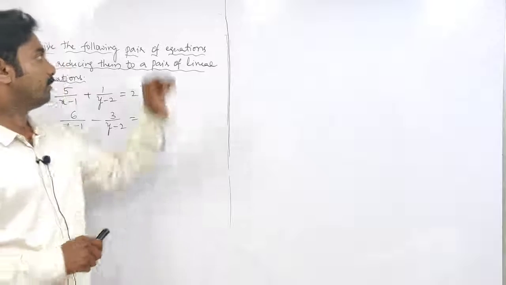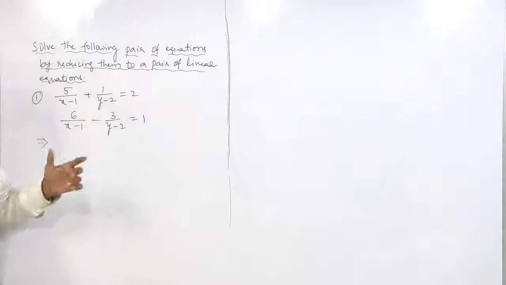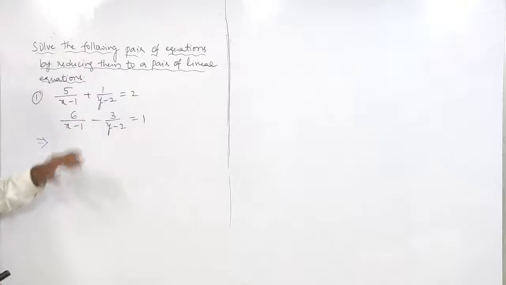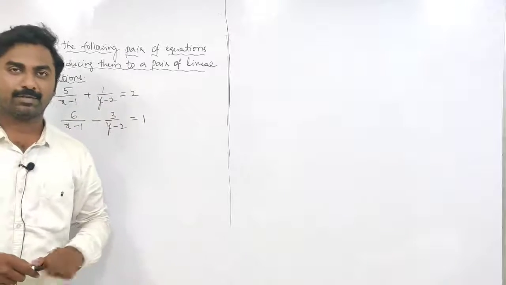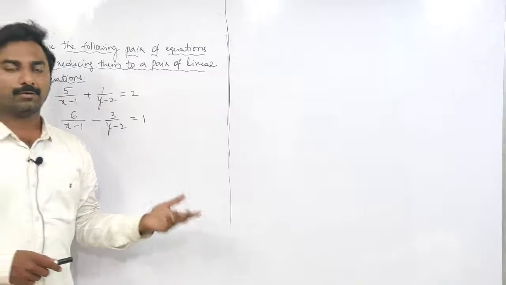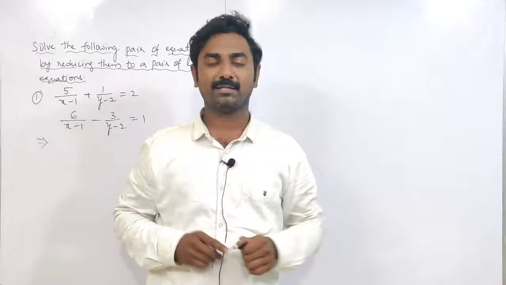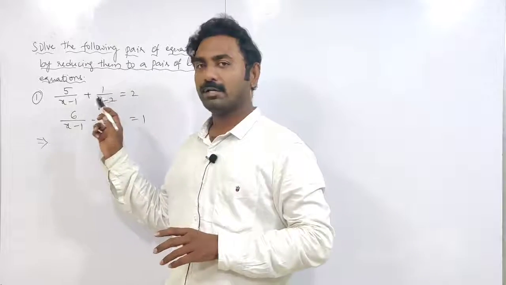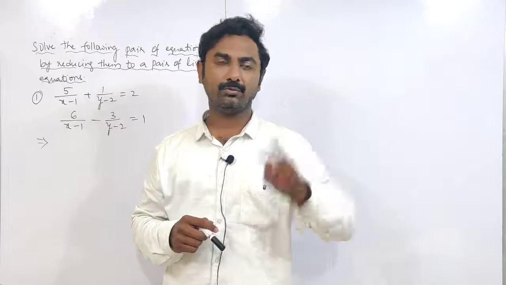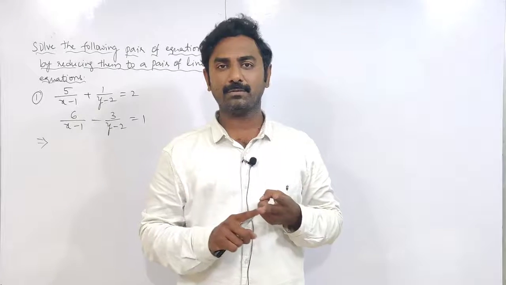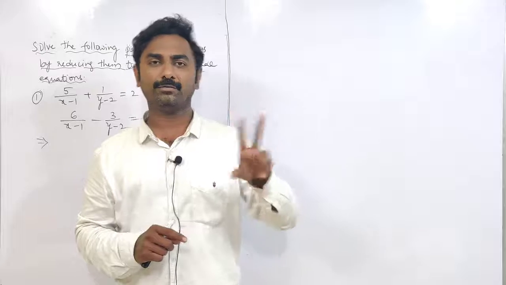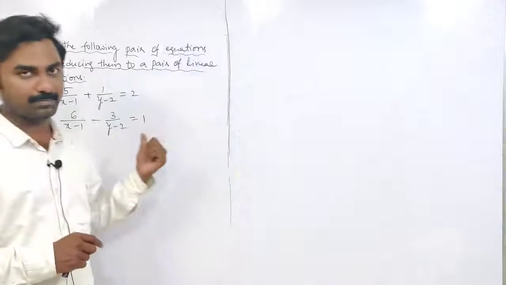Now we are going to solve some problems related to pair of equations which are not in linear form. We convert these equations into linear form and then we solve the equations. We can solve the equations by using two methods, as we discussed in the earlier classes. One is the substitution method, the other one is the elimination method. We can use either of these two methods for solving these problems.